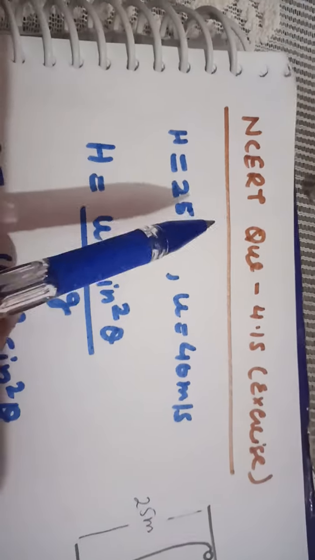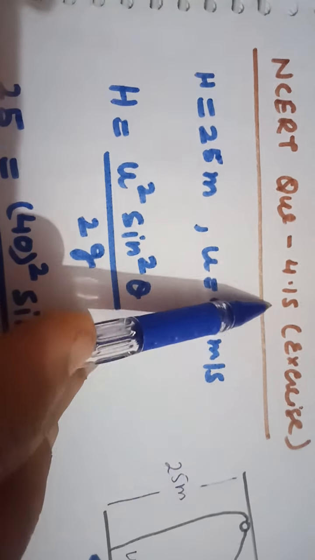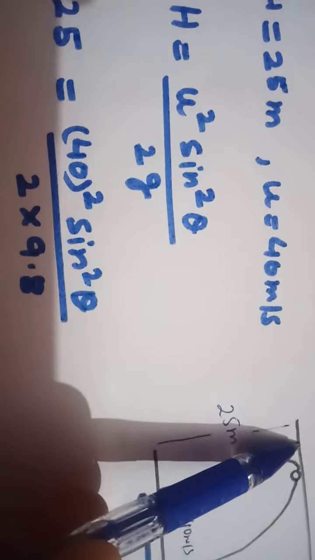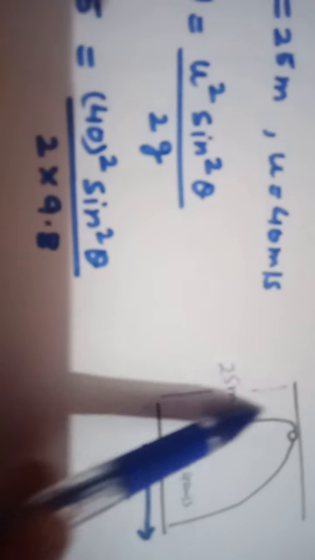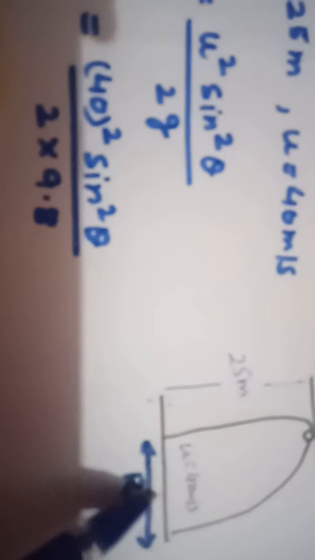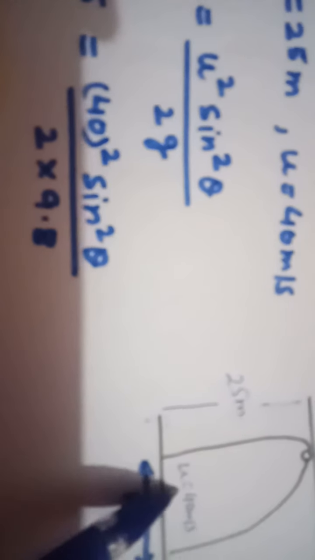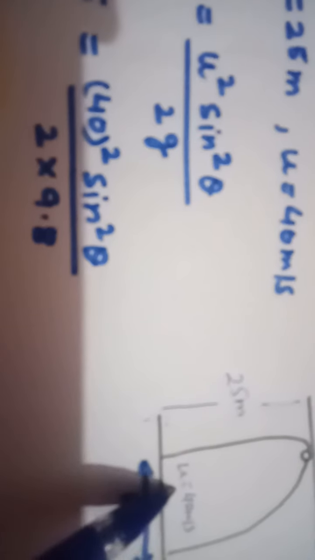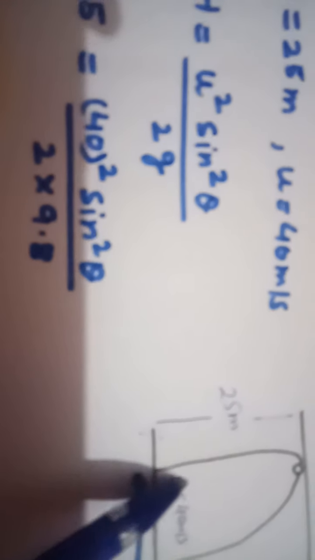Student, this is the solution of question number 4.15 of the NCERT exercise. According to the question, the ceiling of a long hall is 25 meter high. Question is being asked: what is the maximum horizontal range, or you can say the distance, that a ball thrown with a speed of 40 meter per second can go without hitting the ceiling of the hall.